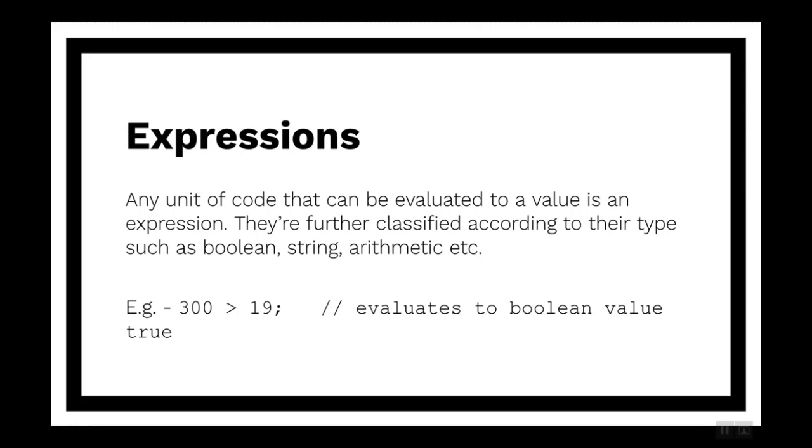Expressions. So an expression is a valid unit of code that resolves to a value. So in this example, we have 300 greater than 19. This resolves to the value of true. Expressions can be further categorized as arithmetic, logical, string, and so on. The example that we are seeing here is of category logical. Now, a task for you is to come up with an arithmetic expression of your own. I'll give an example. 3 plus 7 equals 10.